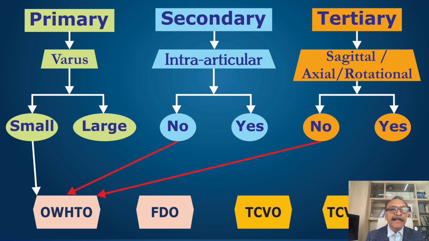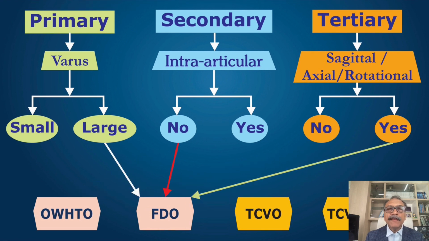This is a primary varus deformity. If it is small, without a secondary intra-articular deformity and without a tertiary sagittal, axial or rotational deformity, the medial opening wedge is the ideal surgery. If the varus is large, but there's no intra-articular deformity, but there is a tertiary deformity like a large rotation or an axial deformity, then the focal dome condylar osteotomy will help you to achieve the result.